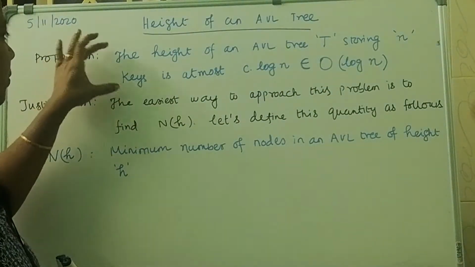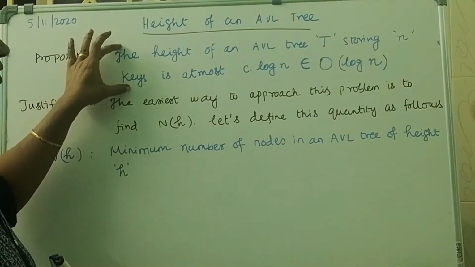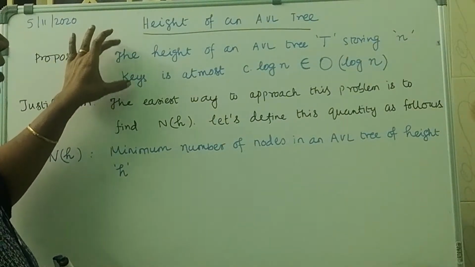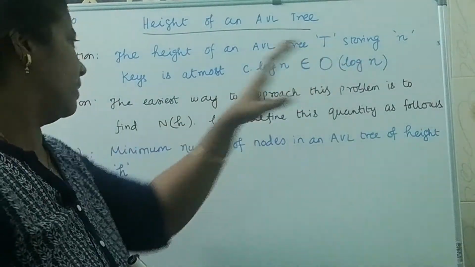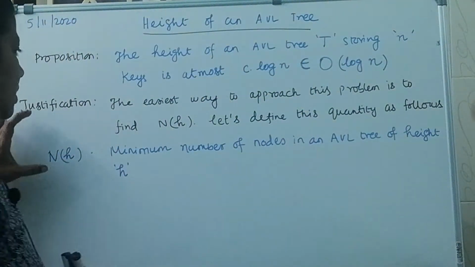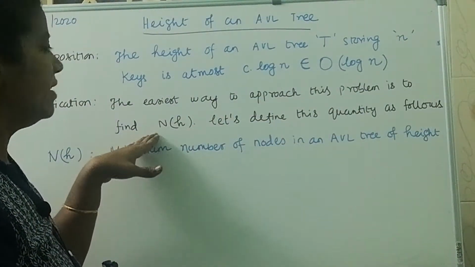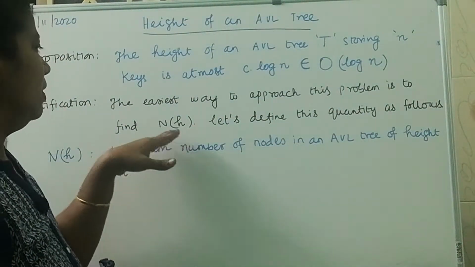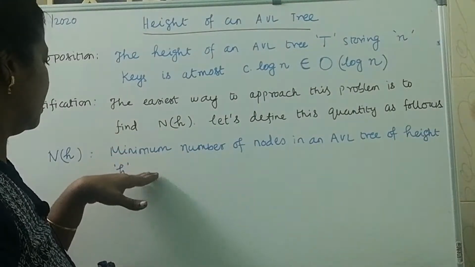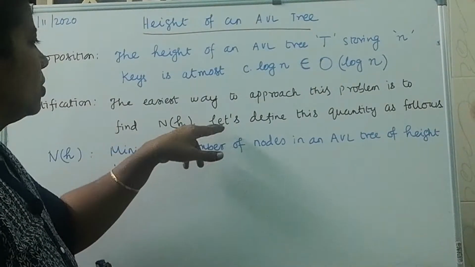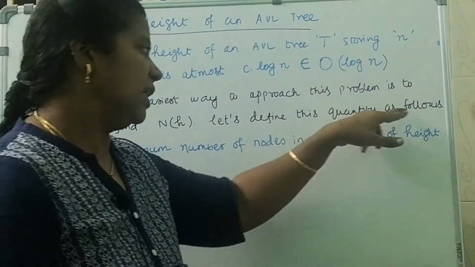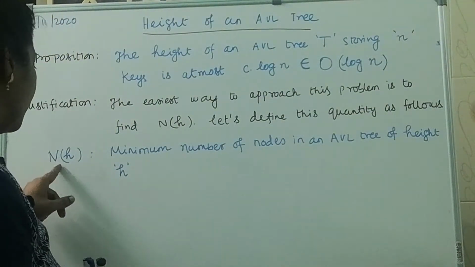We want to prove this: the height of an AVL tree is no longer than order of log n. So how do we prove this? The easiest way to approach this problem is to find the N of h. What is N of h is given in the below line. So let us define this quantity as follows. So what is N of h?